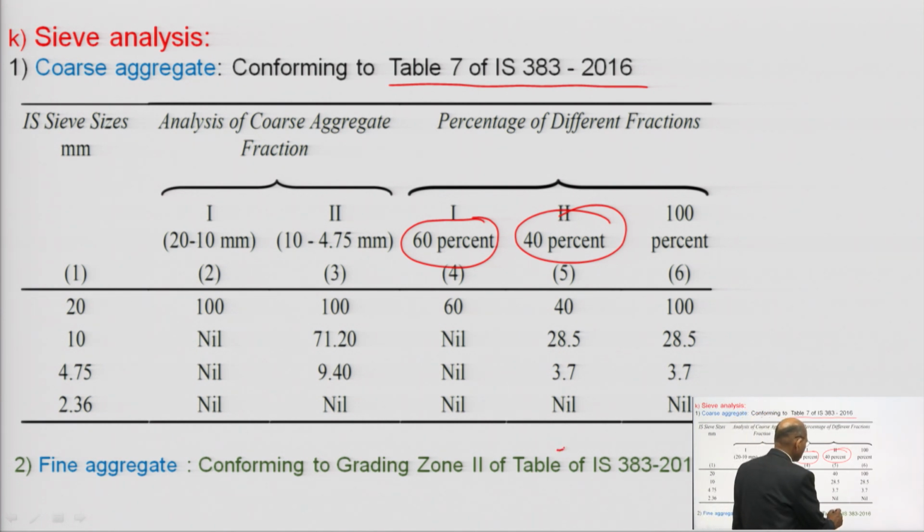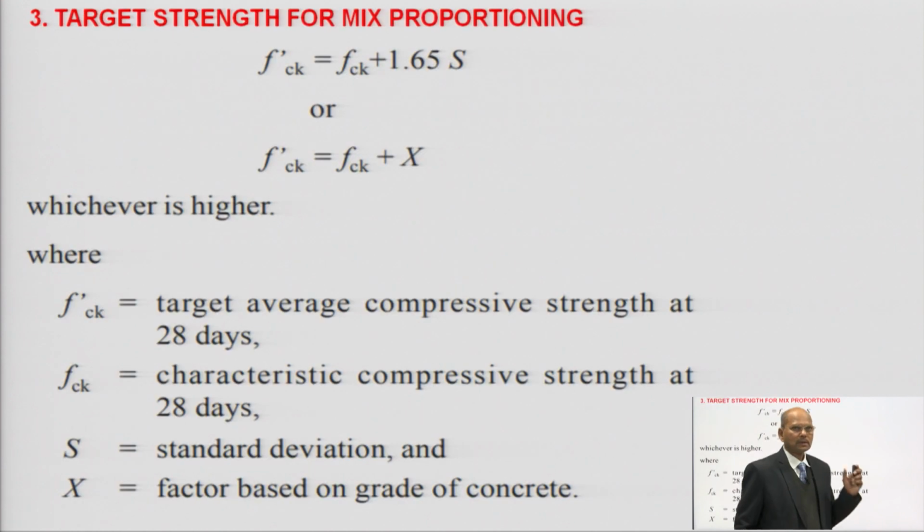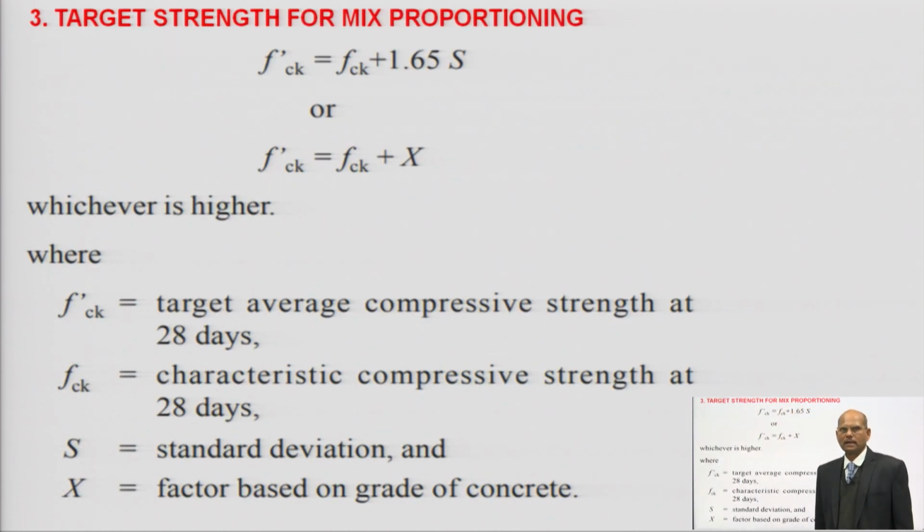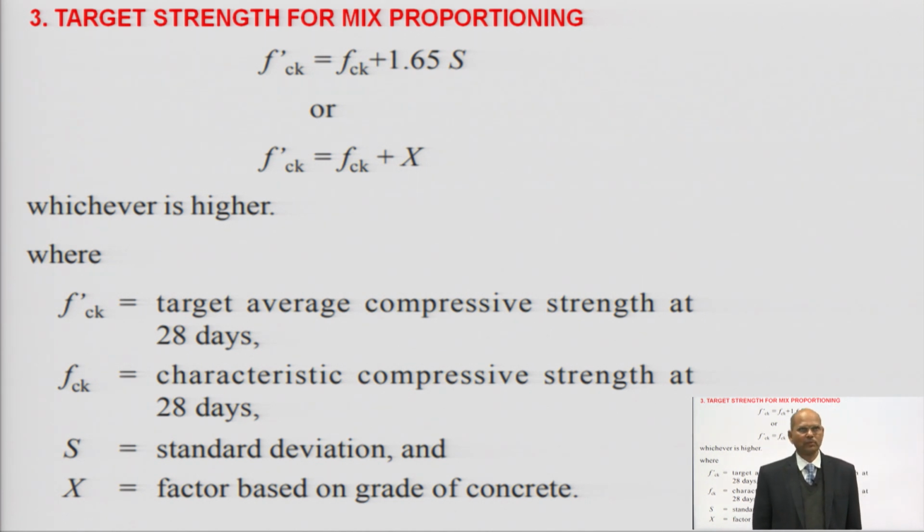So, you have to add table number 9. So, you will get grading zone 2. So, these are the given data and test reports. After the test reports, we have to go for the calculation. First calculation is the mean target strength.